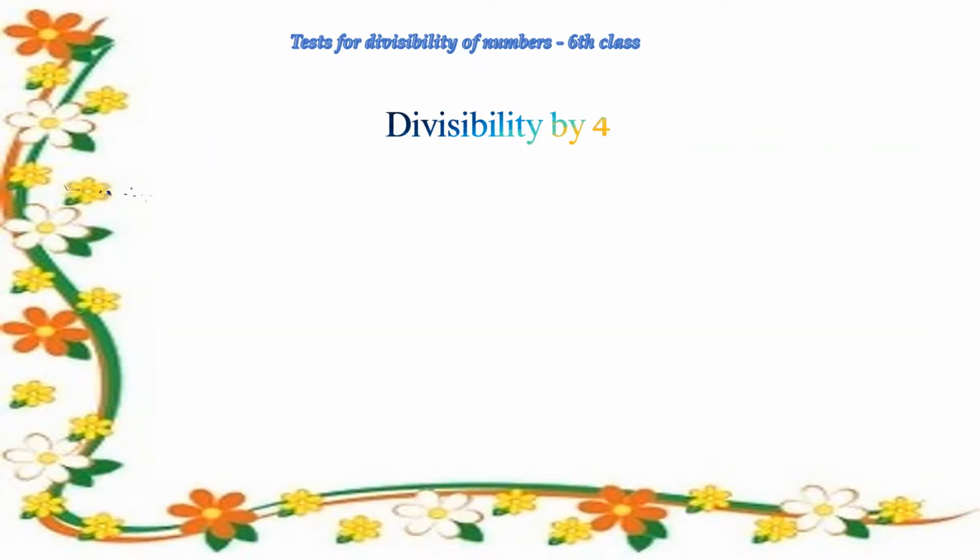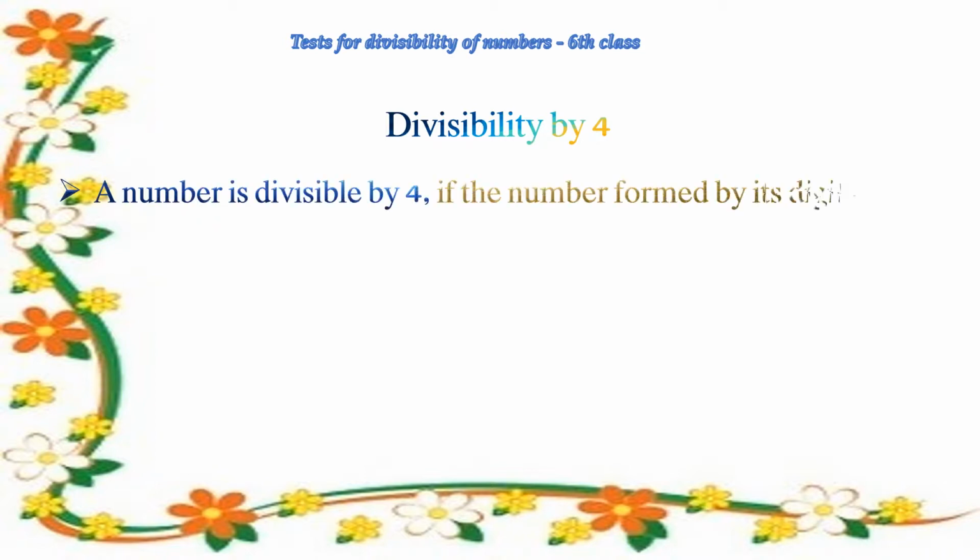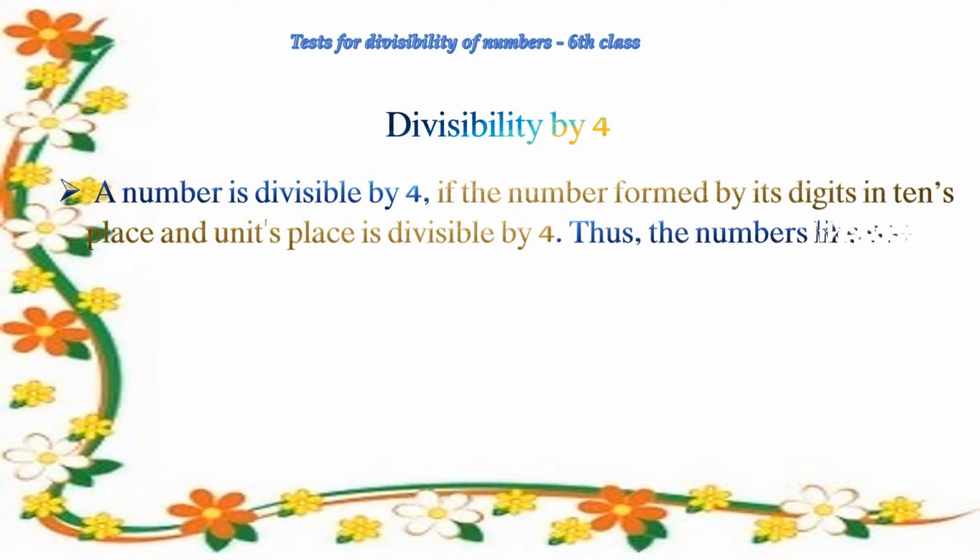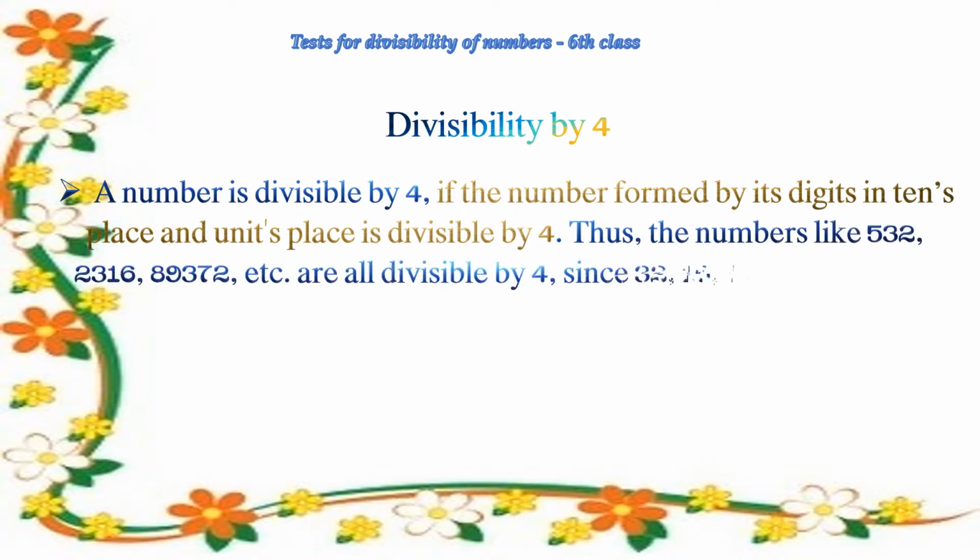Divisibility by 4. Rule: a number is divisible by 4 if the number formed by its digits in tens place and units place is divisible by 4. Thus, the numbers like 532, 2316, 892, 72, etc. are all divisible by 4 since 32, 16, 72 are divisible by 4. So this is the divisibility property by 4.